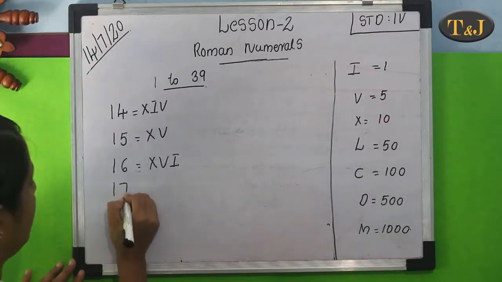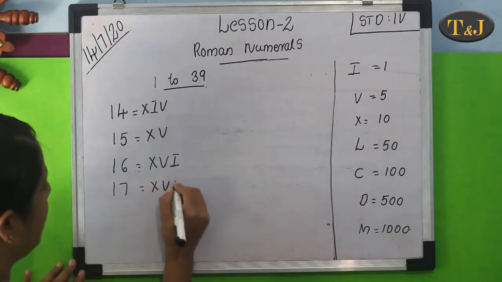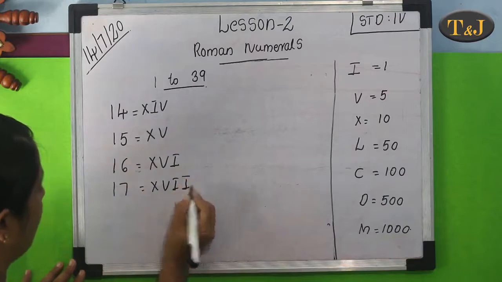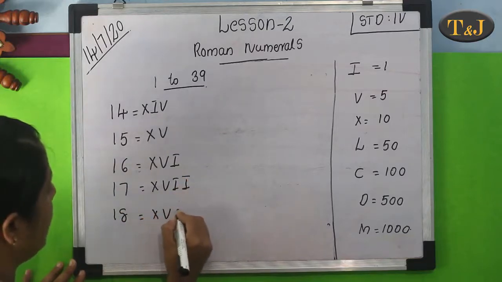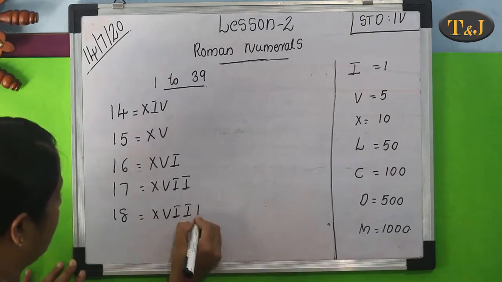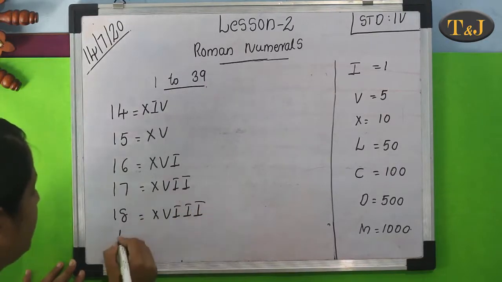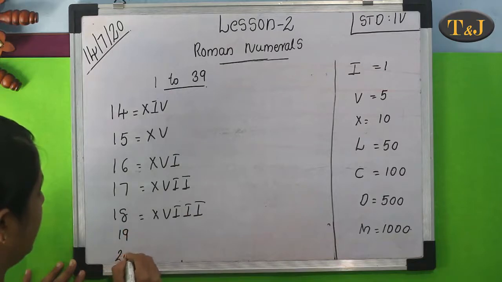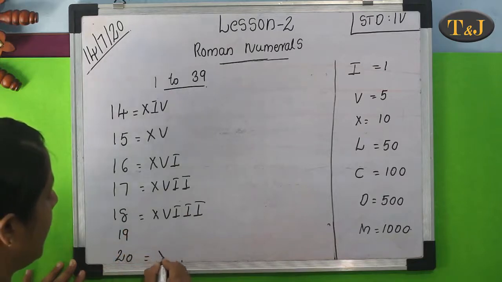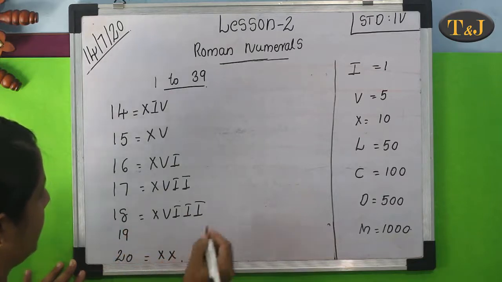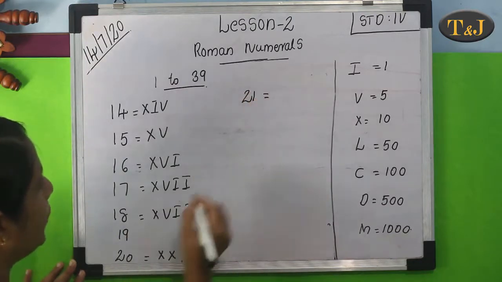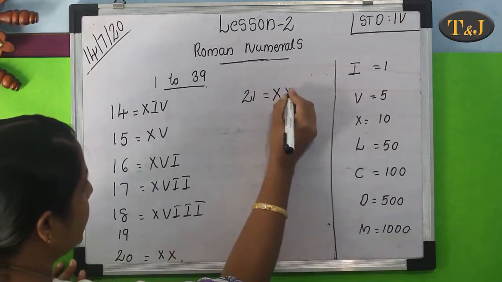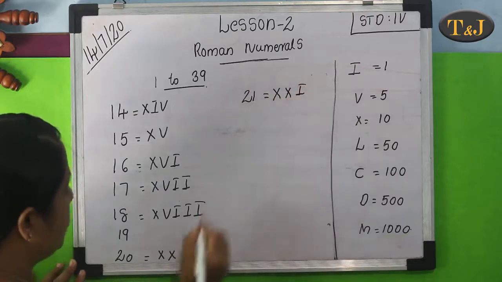Then 17 equals XVII. Then 18 equals XVIII. Then 19, and the next number is 20. Then how can we write the number 20? XX equals 20. Then write 21. Then 20 equals XX, then adding I to this number, that is 21.